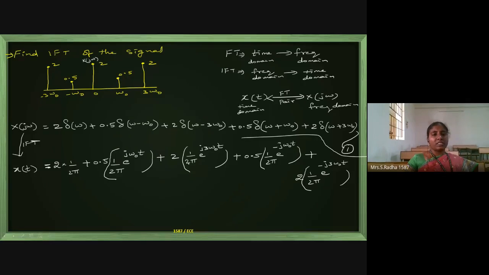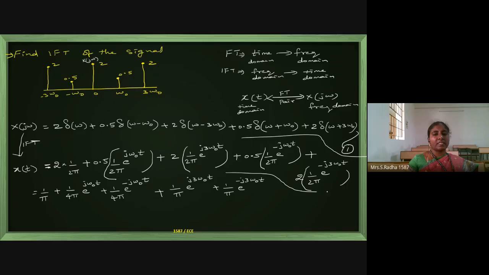Now, whatever is possible, you can just simplify. In the first term, 2 and 2 will get cancelled. 1 by pi will be there. In the second case, you can write 1 by 4 pi e power j omega naught t. Similarly, somewhere else, you also have e power minus j omega naught t. I am putting them together. Then here again 2 and 2 will get cancelled. 1 by pi is there. e power j 3 omega naught t is present. Again 2 and 2 in the last term will get cancelled. 1 by pi e power minus j 3 omega naught t.